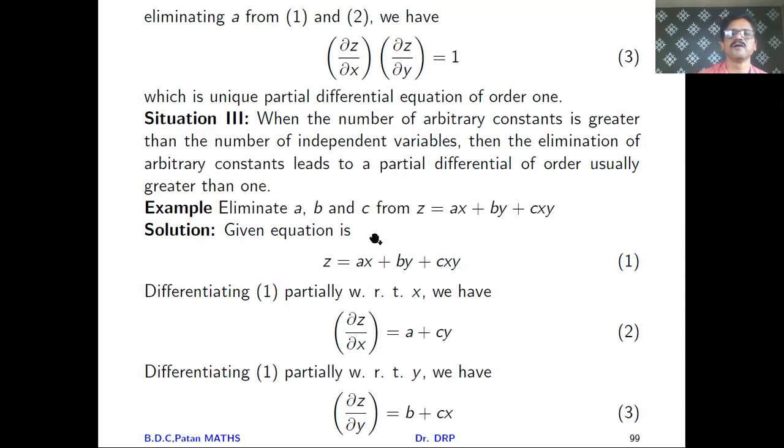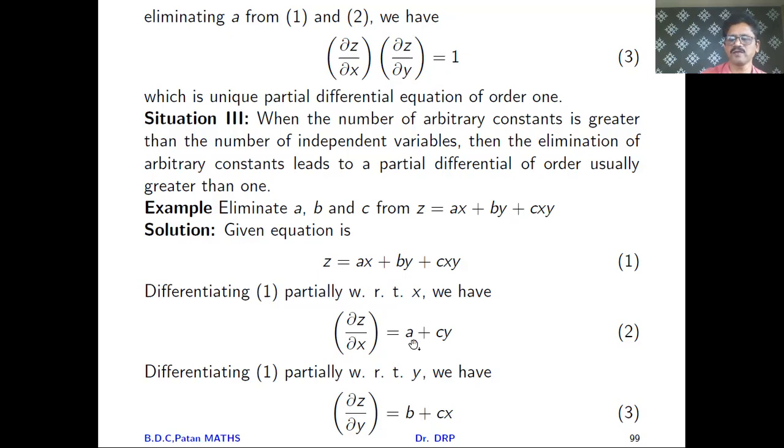So the given equation is this one, we have considered it as it is. Differentiating this one partially with respect to x, it gives delta z by delta x equal to a plus, and since x is also present here, we get Cy. Similarly, differentiating partially with respect to y, we get delta z by delta y equal to b plus cx. So these two equations we have obtained.